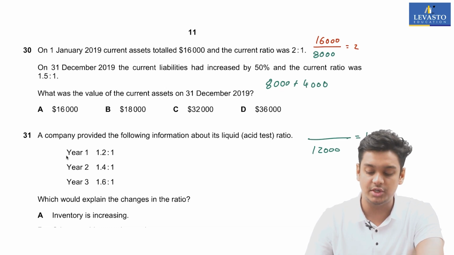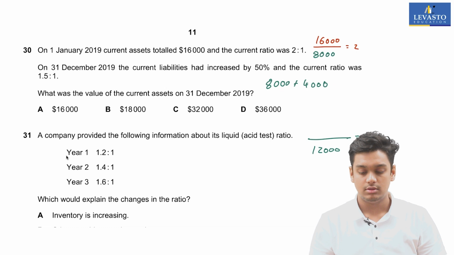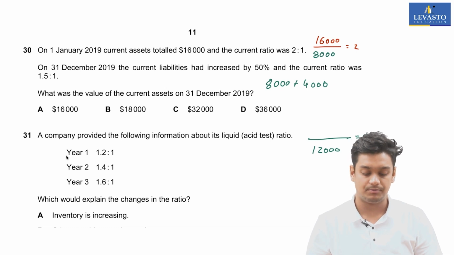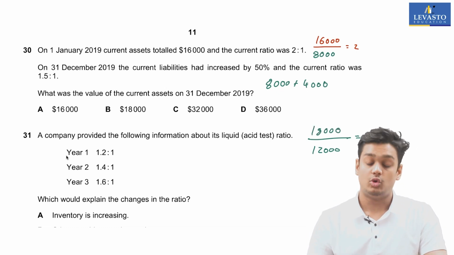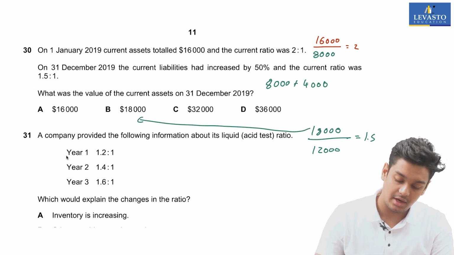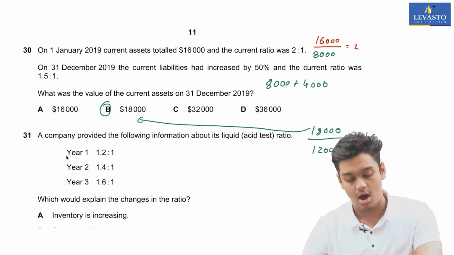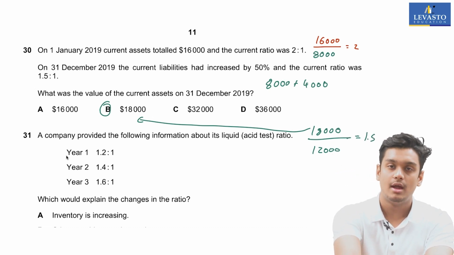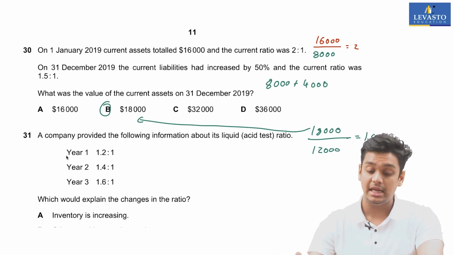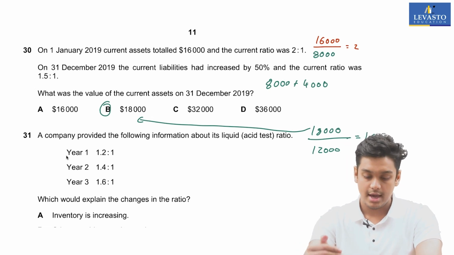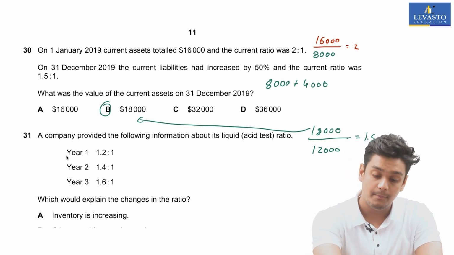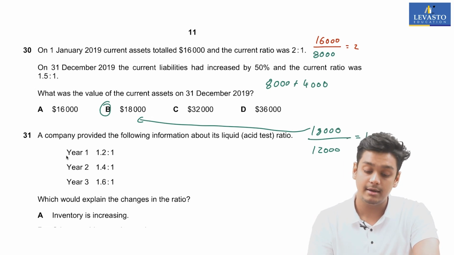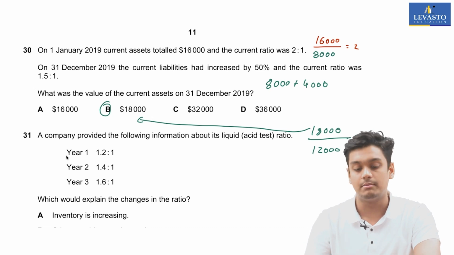And your new current ratio is 1.5. So what will be your answer? 12,000 into 1.5 will give you $18,000. So your current assets as of now is 18,000. Your answer is B. How did I get the answer? I calculated the current liability previously using the current ratio. I used the same information, increased the current liability and calculated again. And based on that information, I recalculated my current asset and I got my answer.